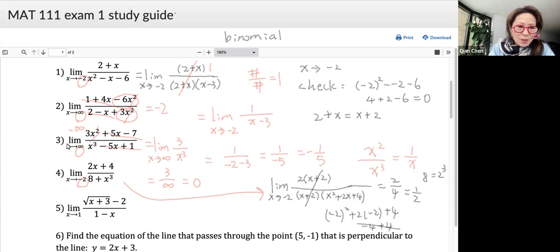And for 2 and 3, x approaches infinity. In that case, we just use the ignore rule. We ignore the lower terms. We only take the leading term into consideration. Leading term means the variable that has the highest exponent.